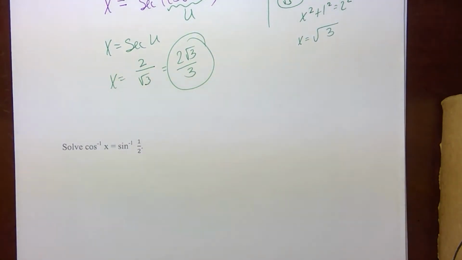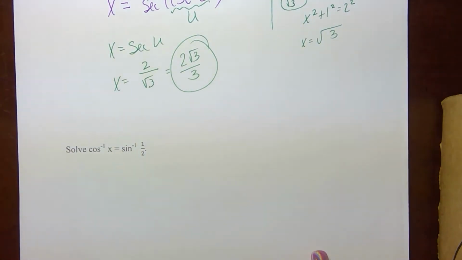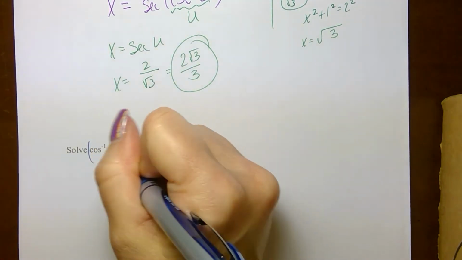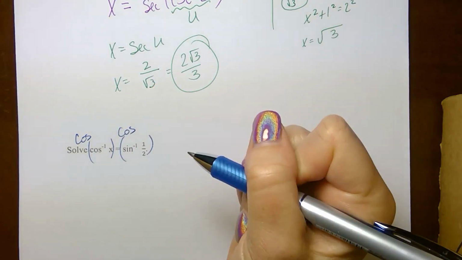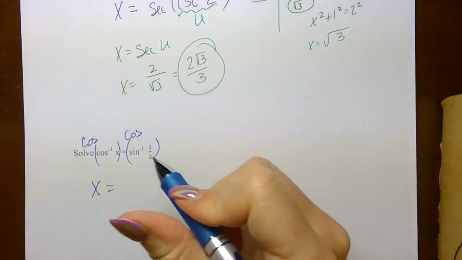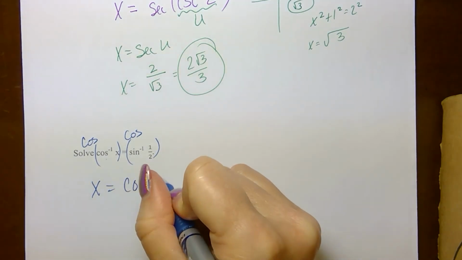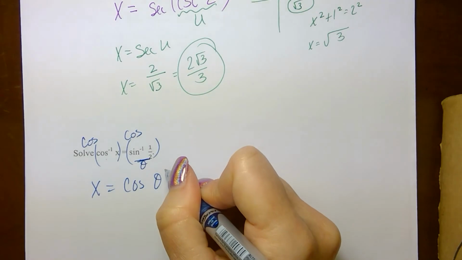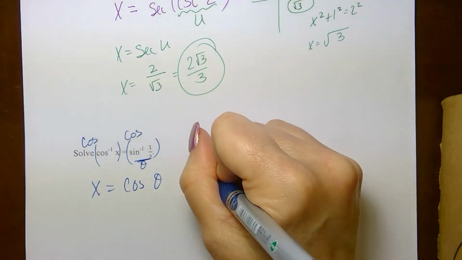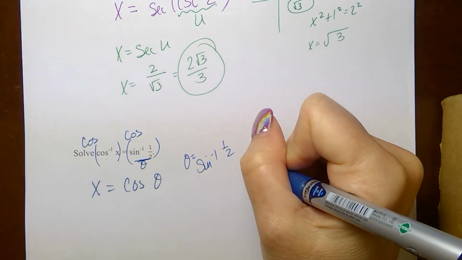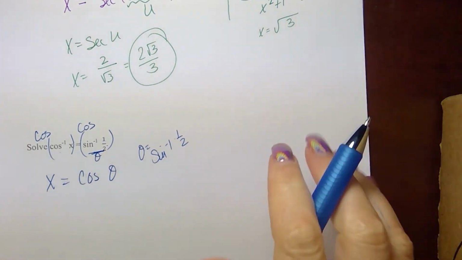One last problem. Cosine inverse x equals sine inverse 1/2. I need to solve for x. I'm going to do that by taking the cosine of both sides. Cosine of cosine inverse leaves me with that argument x. On the right, I have cosine of some angle theta, where the information I have about theta is that sine inverse of theta is 1/2. So my sine function value at theta is 1/2.